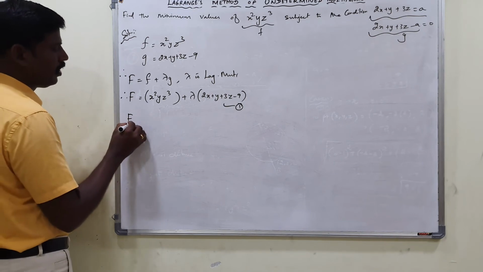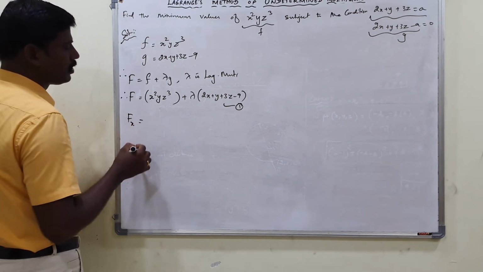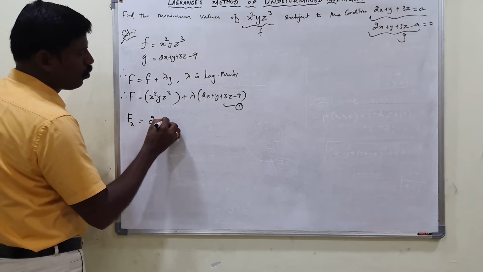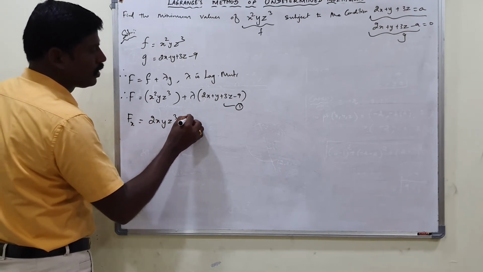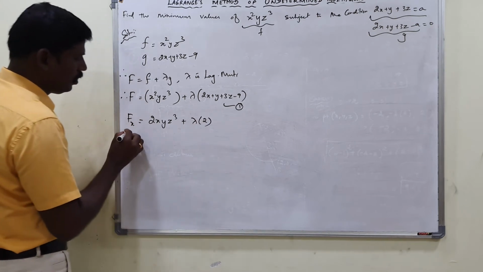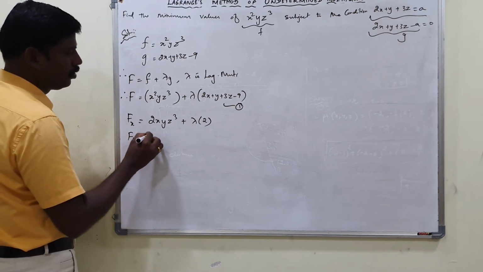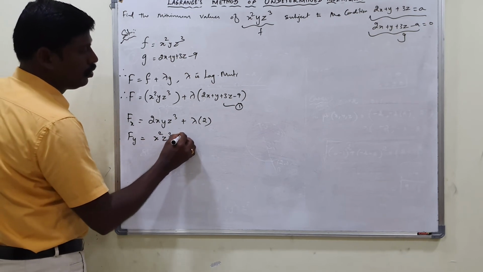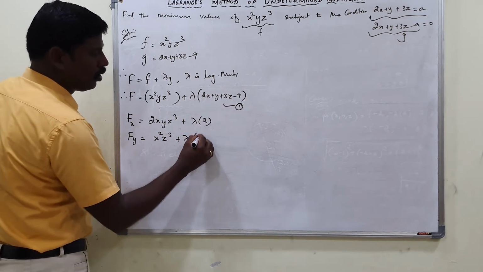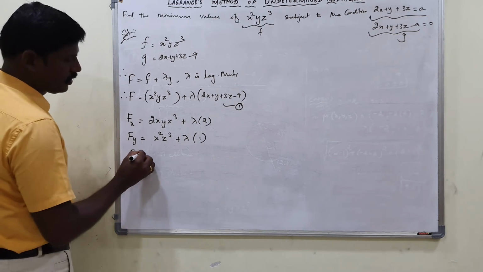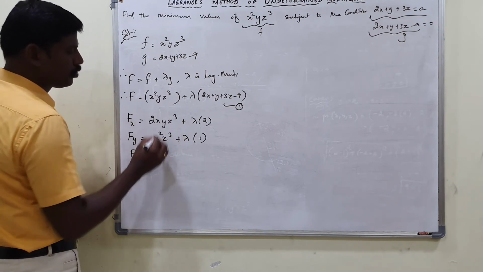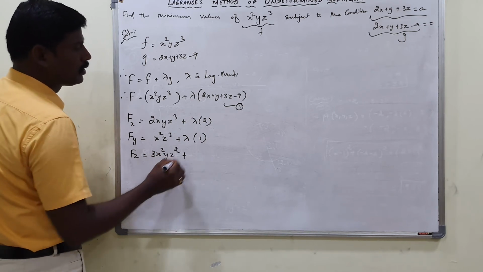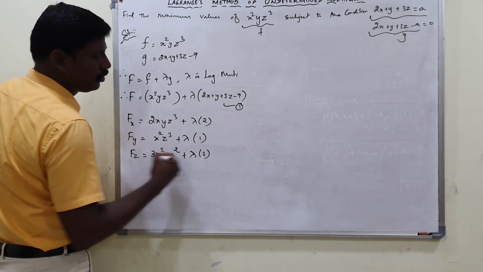Now I am going to find Fx, by taking the partial derivative with respect to x. So Fx is 2x y z cube plus lambda into 2. And what is Fy? y becomes 1. So x square z cube plus lambda into 1. What is Fz? 3z square. So 3x square y z square plus lambda into 3.